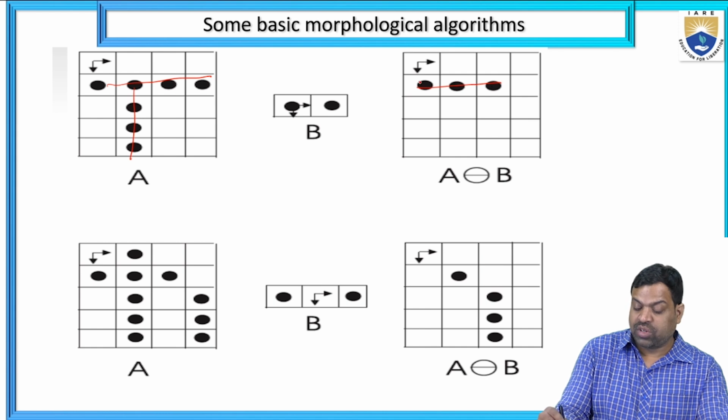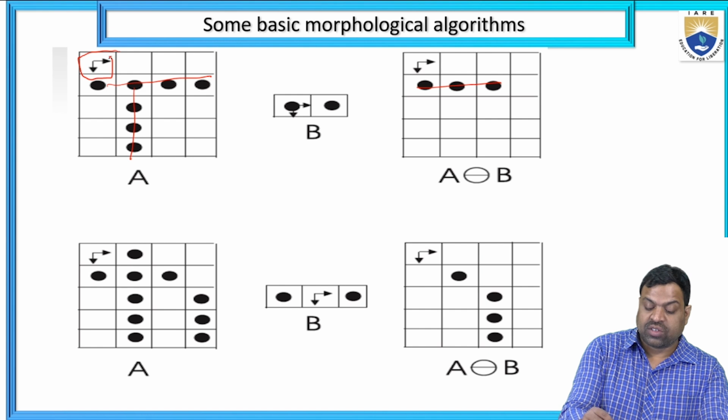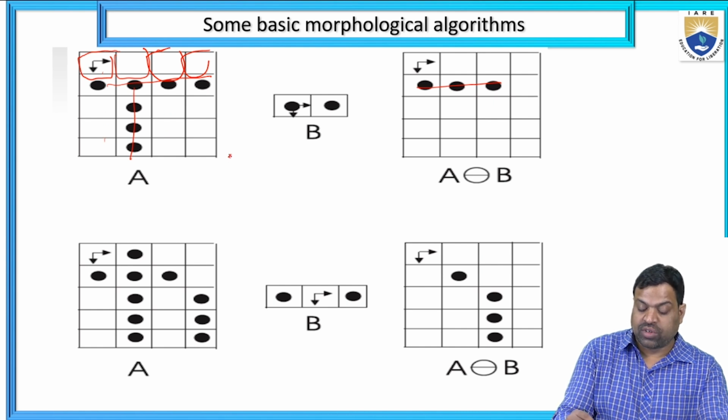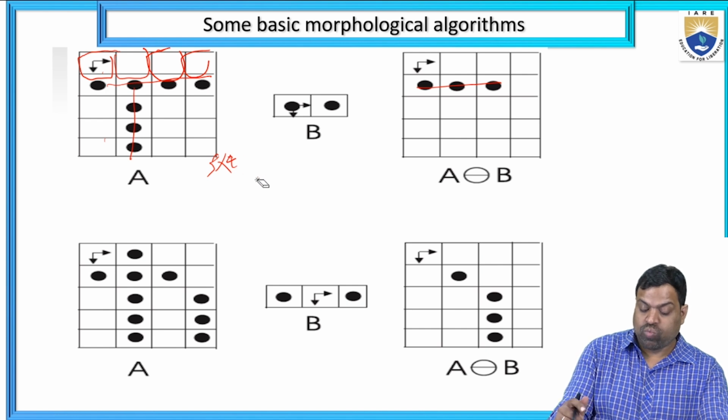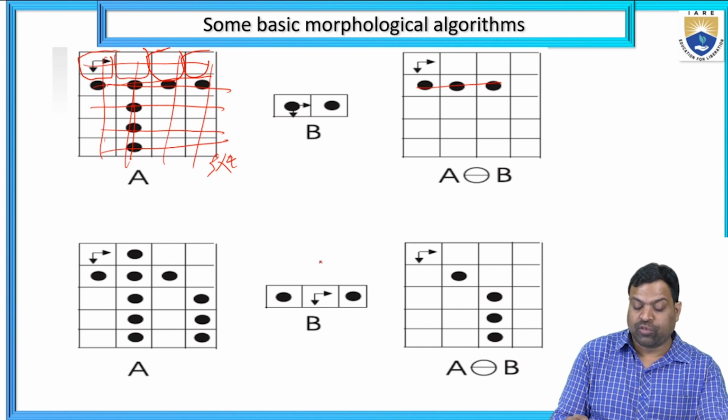So what are the common things there? Suppose I'm taking here, how many pixels are there? I'm taking 4 by 5, 1, 2, 3, 4, 5. It is 4 rows and 5 columns, or 5 rows by 4: 1, 2, 3, 4, 5 and 1, 2, 3, 4. So 5 by 4 I'm taking.